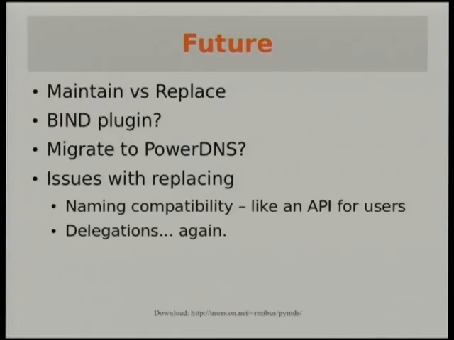So in the future, maintain versus replace. Do we actually want to keep maintaining this internally ourselves? Well, obviously, if you all go back and start hacking on it, we don't have to worry about that. By all means, everyone, download the code. Maybe we'll replace it down the track. Maybe one of the other projects, like the PowerDNS plugins, will take over the world and we'll just start using that instead. If we do start using that instead, how are we going to manage the naming convention that we've already established? Because some people will undoubtedly have come to rely on it. It's almost like an API, but for residential normal people. And obviously we've got the problem of delegations again. We still have to have some way of managing that. Ways around it, obviously.